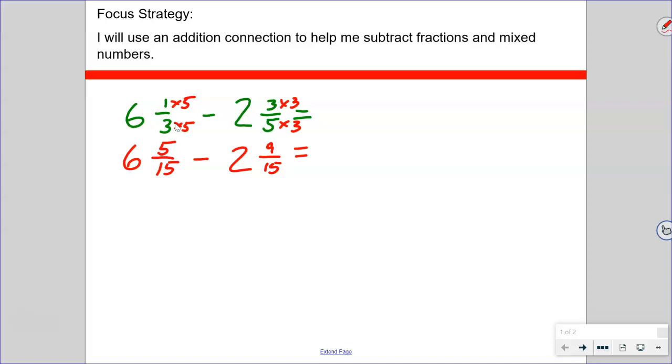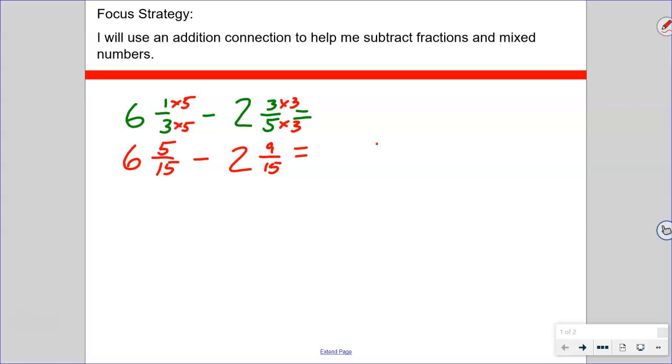Every subtraction problem has an addition connection. So an easier example: if I were to say, what is 10 take away 6? You would say, oh, that's the same thing as saying 6 plus something equals 10. And so we're going to use that same connection with this problem. So if we're doing 6 and 5/15 minus 2 and 9/15, I'm going to use the addition connection.